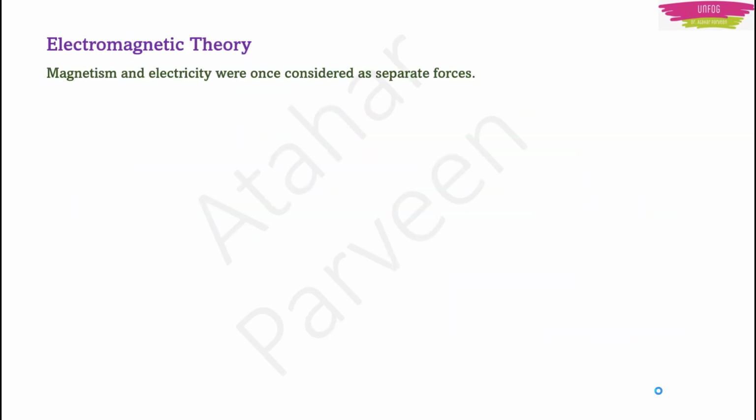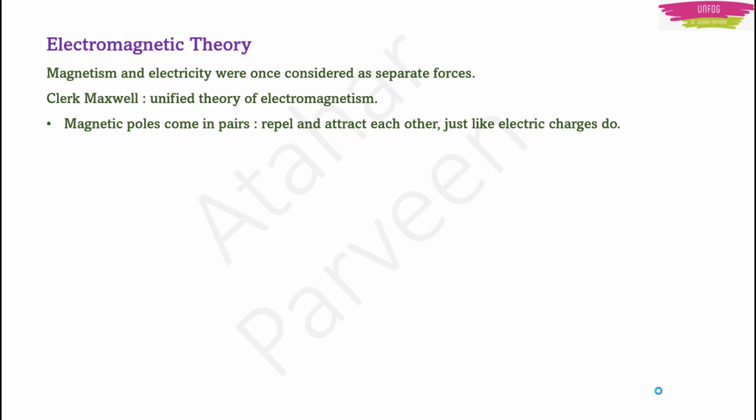Actually, in older days, magnetism and electricity were considered separate forces. No one even imagined that magnetism and electric field together may be moving. Okay. That wasn't in anyone's imagination. But then the electromagnetic theory came, given by Clerk Maxwell. He gave this unified theory. He told that there are magnetic poles which come in pairs. Like the electron and proton, or the positive charge and the negative charge, in the same way the north pole and the south pole come in pairs.